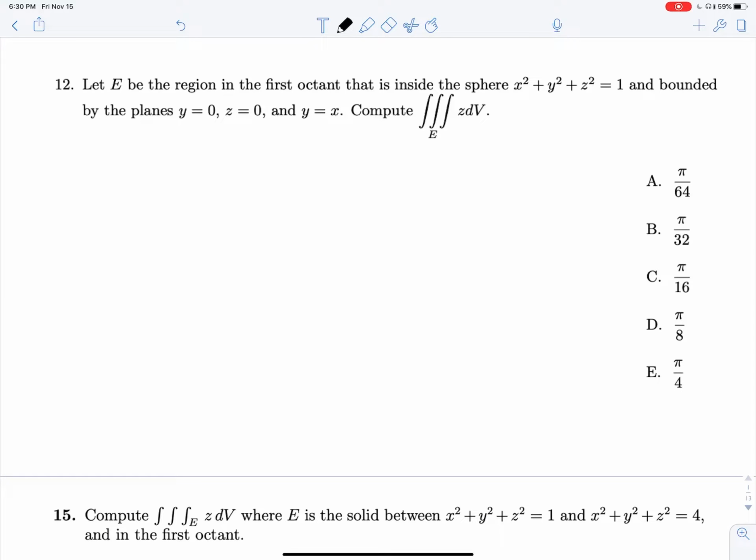Okay, 12. I say 12, I have no idea what exam it's from, so that's useless. Let E be the region in the first octant that is inside the sphere of radius 1 and bounded by these planes, and we're computing this integral.